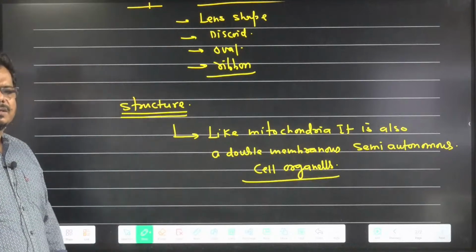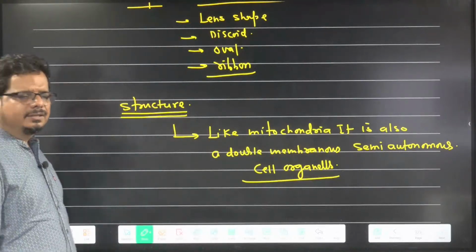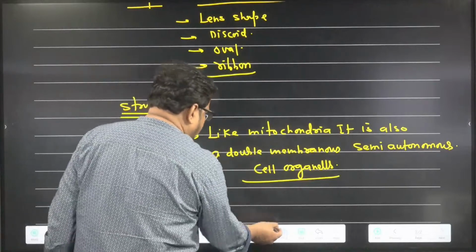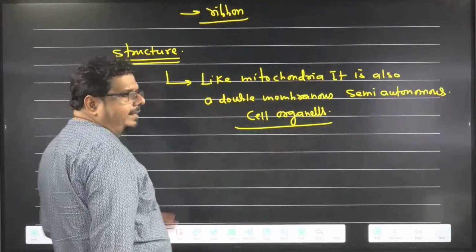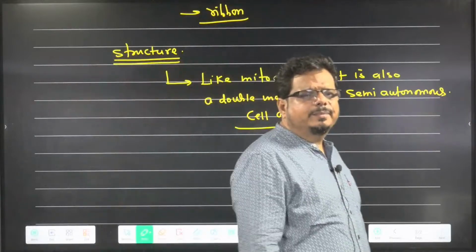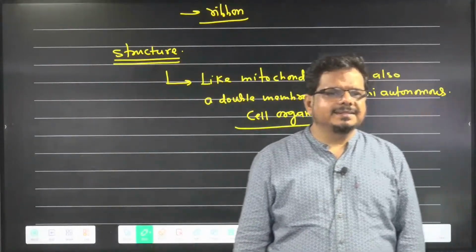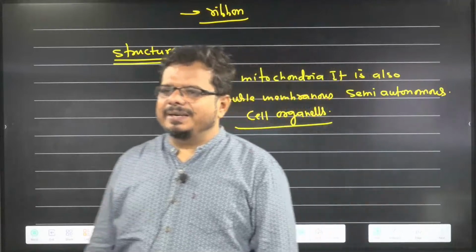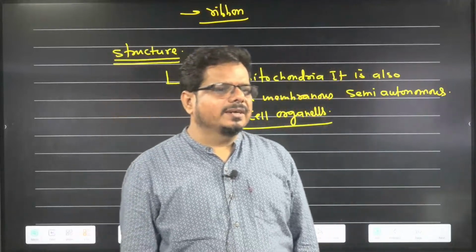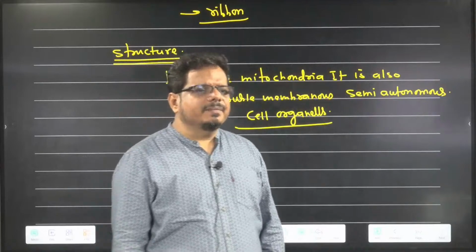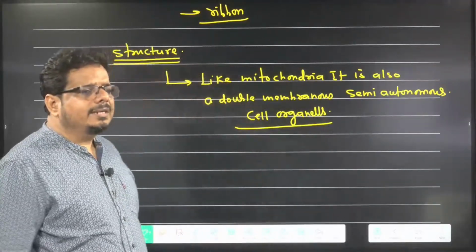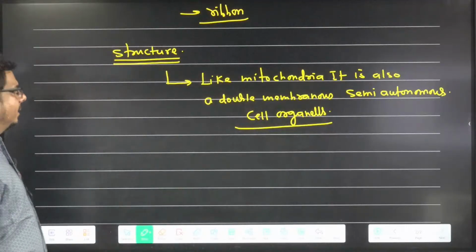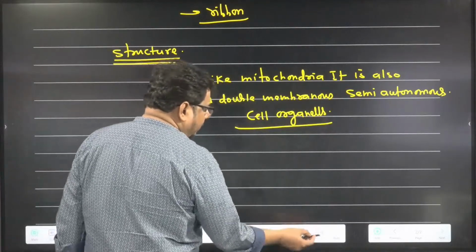Able to understand or not? Is it clear in the mind? Is it all right? So this is the thing you must know about the chloroplast. Here they are showing similarity with which one? Mitochondria. It is also a double membrane bounded structure, and it is also a semi-autonomous cell organelle. Now I am drawing the structure of a chloroplast. Give your attention.